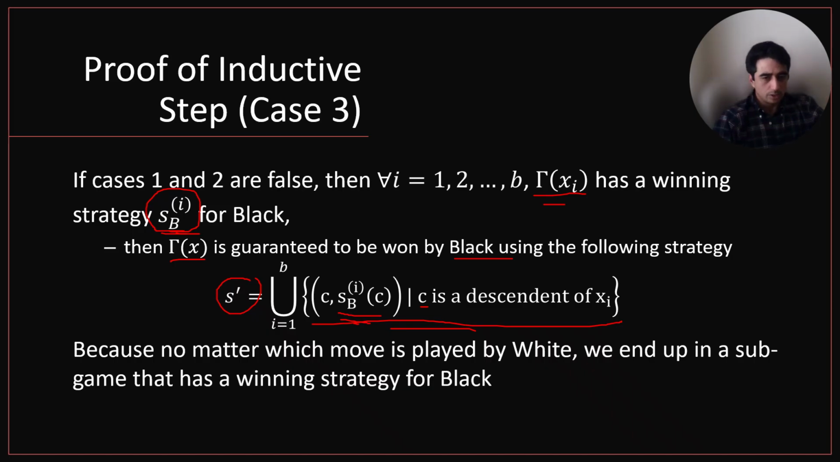But black should be careful and choose the right winning strategy based on the next move of white, right? And that's it. That's the complete proof. We have proven both the base case and the inductive step. And the inductive step was proven in three separate cases because it was a little bit difficult. And that concludes the proof, because guess what? We have shown that the game of chess is determined using proof by strong induction. And that's a good place to stop. Thank you.